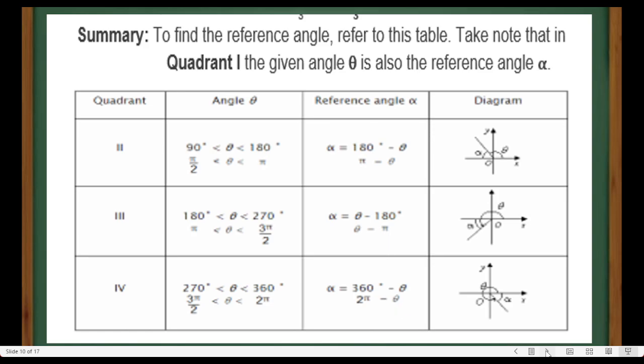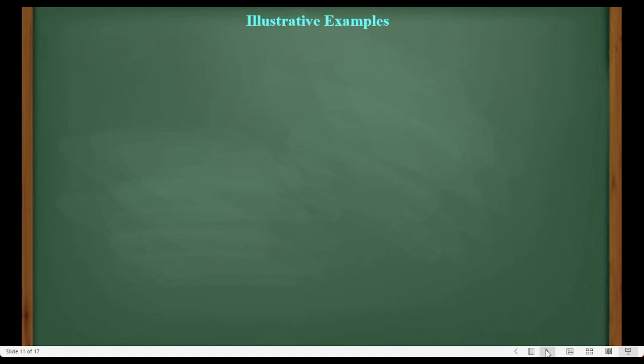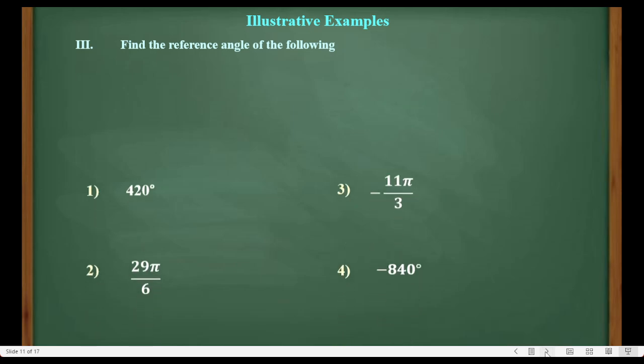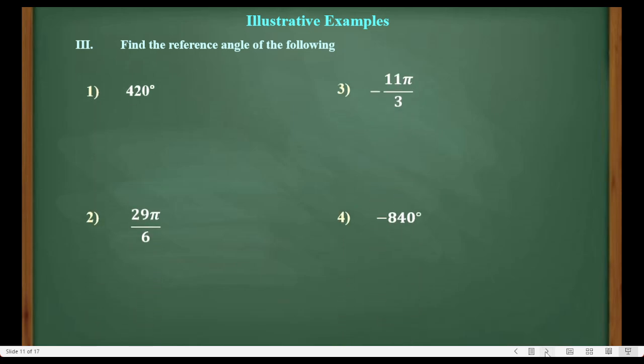Okay, next. We have the third set of examples. So what are we going to do? We find the reference angle of the following. Okay, so we have 4 items. Now, how do we compute for the reference angle of these 4 angular measures?